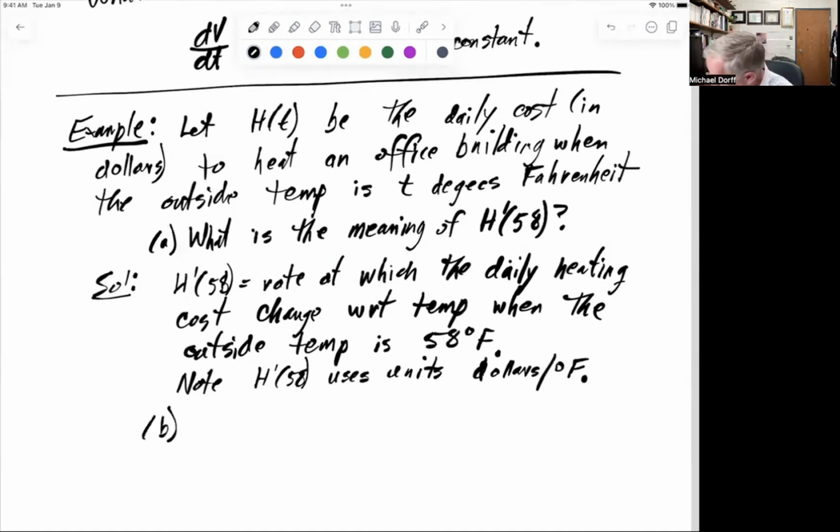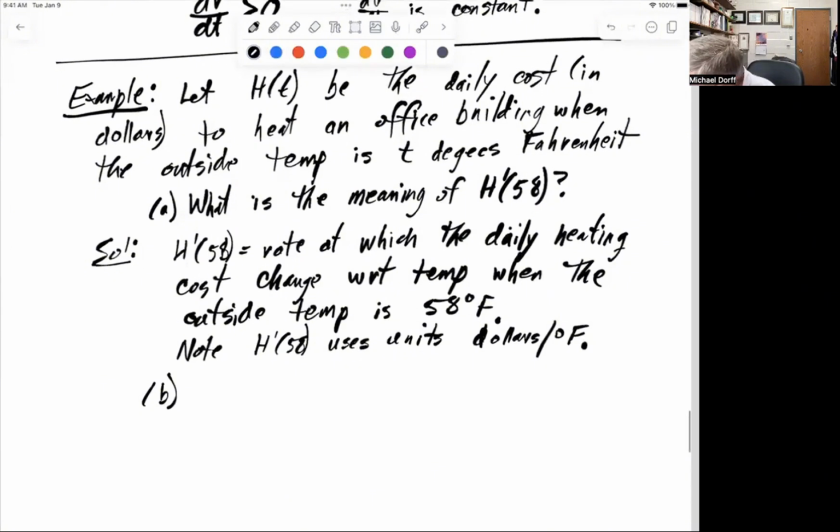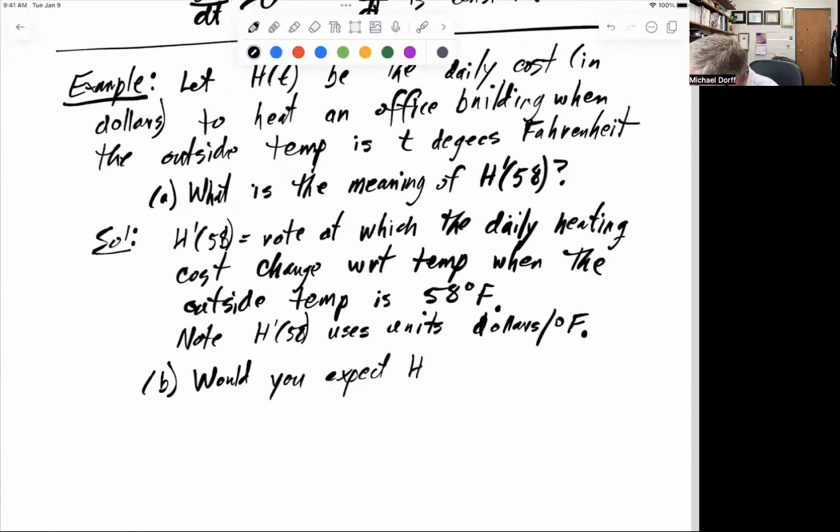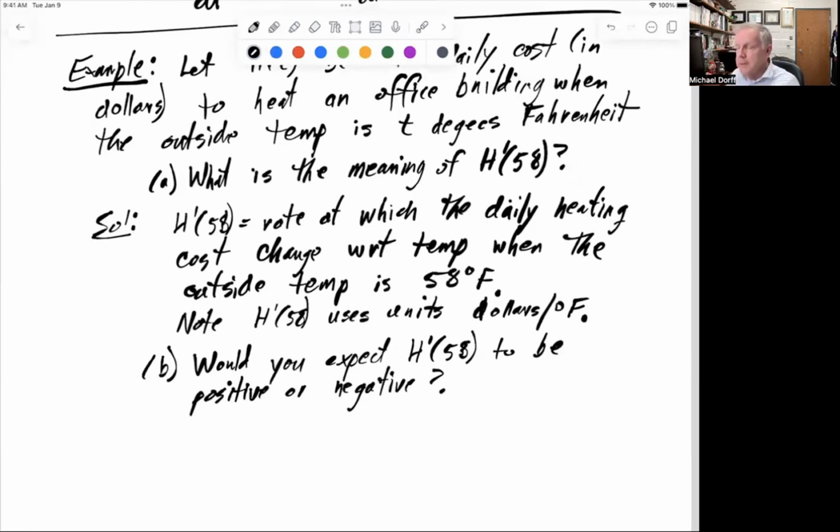How about this one here? Would you expect h prime of 58 to be positive or negative? You don't know, but let's see if we can figure that out. So what is h prime? It represents the rate of change of the daily cost at a certain temperature. So suppose the temperature outside is 58 degrees, and if the temperature keeps increasing, how do you think the heating costs are going to be?